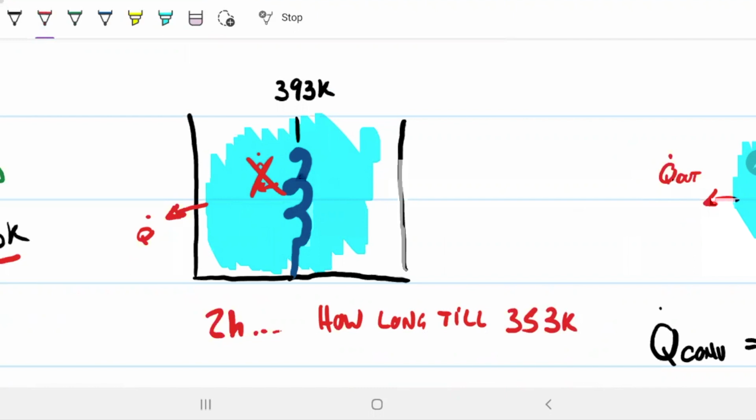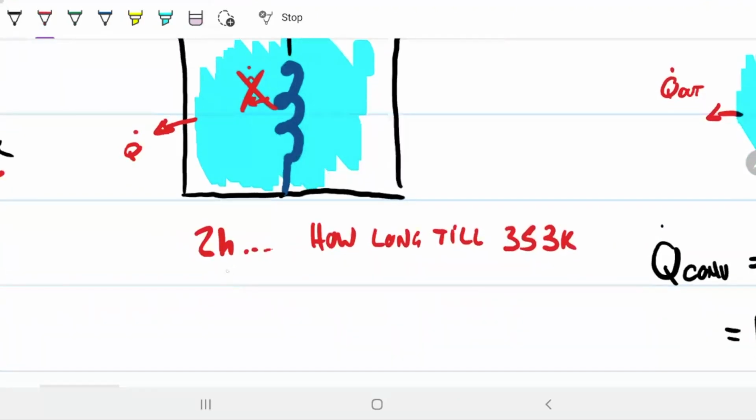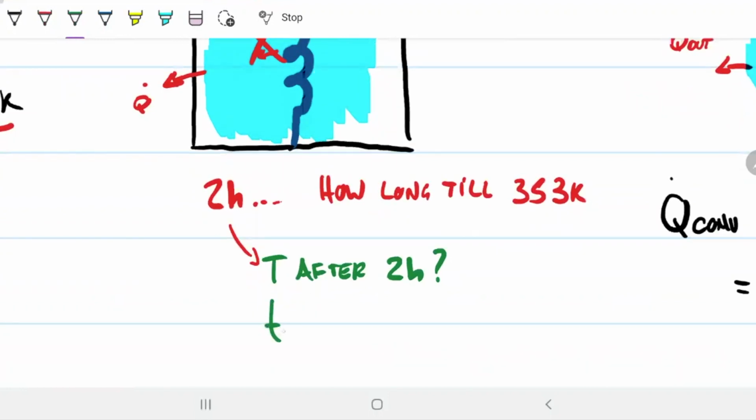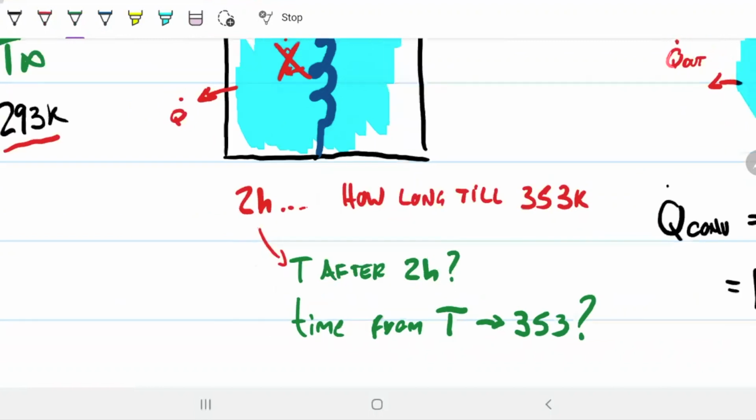So the question really, it's a two-part question, right? Because the first thing is, what is the temperature T after 2 hours? And once we find what's the T, then the question is how long, what's the time from this T that we just found back to 353? So it's a two-part question. So let's do that. First thing we need to find out, what is the temperature after this time elapses.